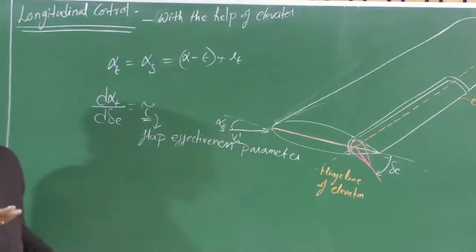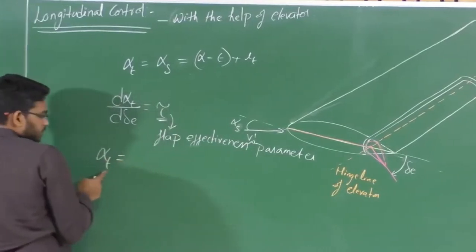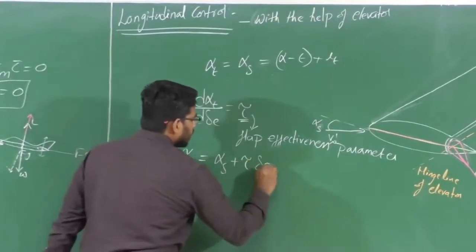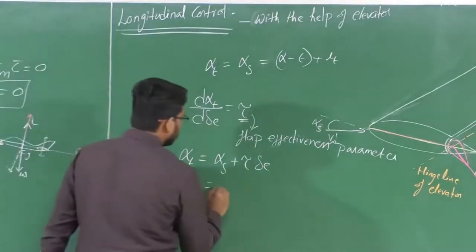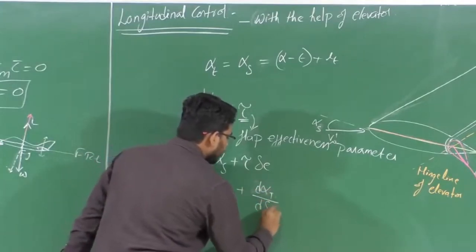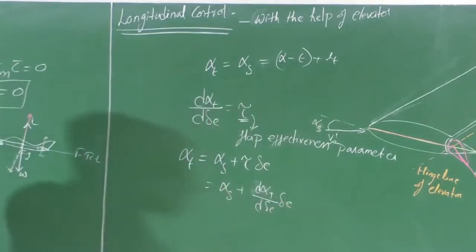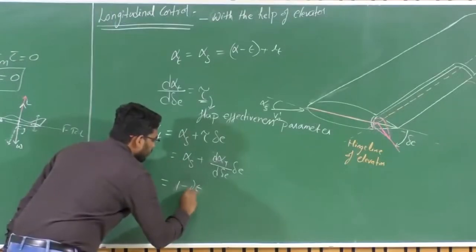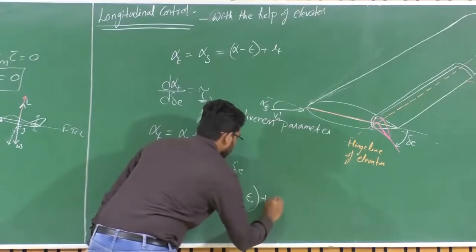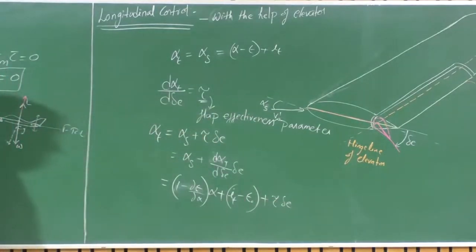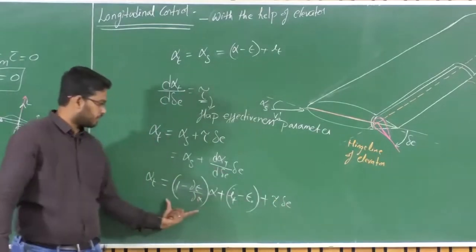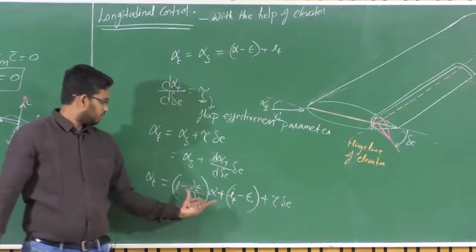So now when there is an elevator deflection, the tail angle of attack will be a function of this parameter tau times delta e. So alpha t is alpha s plus dou alpha of tail upon d delta e times delta e, where alpha s is (1 minus dou epsilon upon dou alpha) times alpha plus i t minus epsilon naught, plus tau times delta e. This is the angle of attack at the tail when there is an elevator deflection. When delta e is 0, this becomes alpha s.